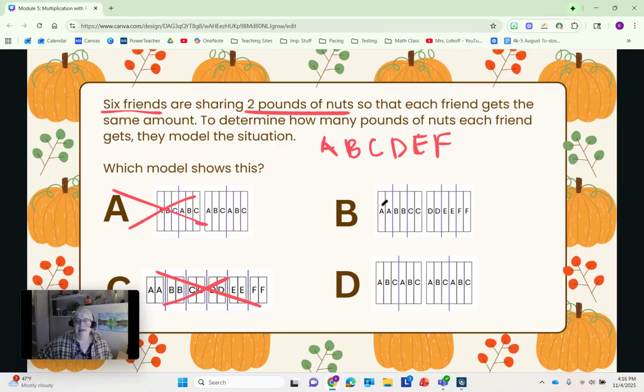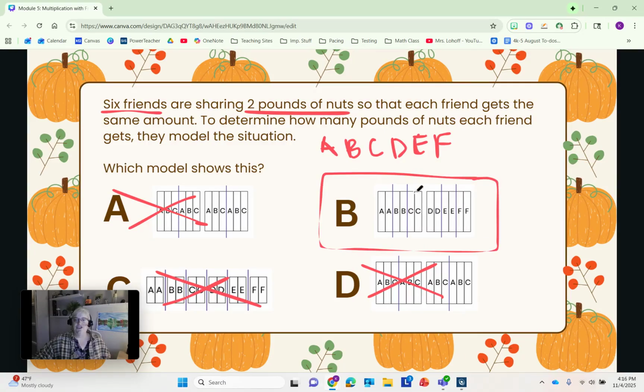Letter B has letters A, B, C, D, E, F. They're all there. That could be that one. Let's look at D. D shows ABC, ABC, ABC, and ABC. It cannot be D. They're not sharing it between 6 people. The correct answer is B. B is showing 2 pounds.